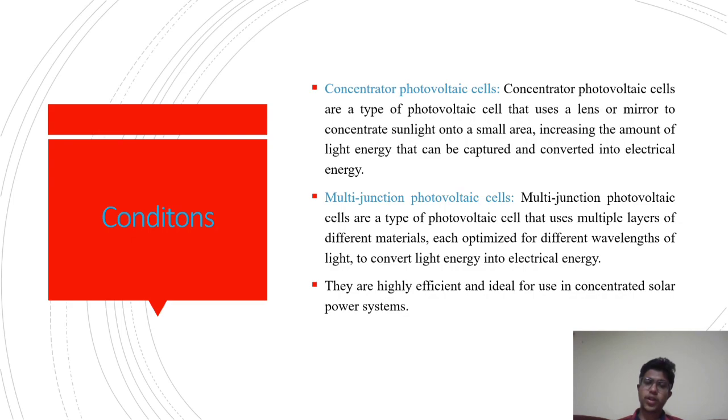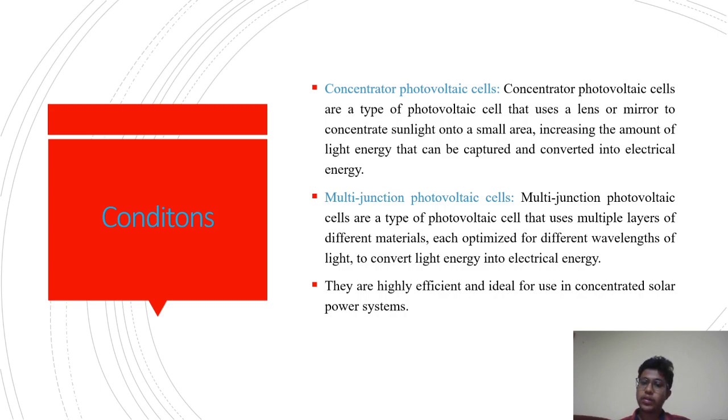Concentrator photovoltaic cell. Concentrated photovoltaics are a setup of photovoltaic cells that uses a lens or a mirror to concentrate sunlight into a small area, increasing the amount of light energy that can be captured and converted into electrical energy.